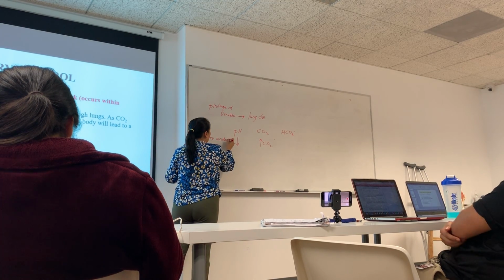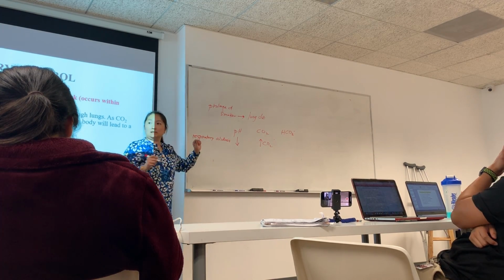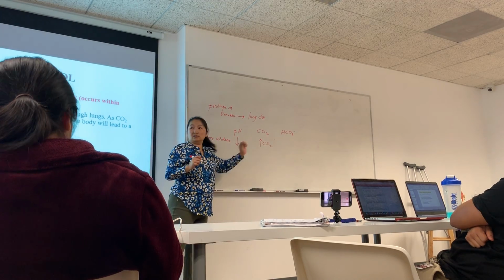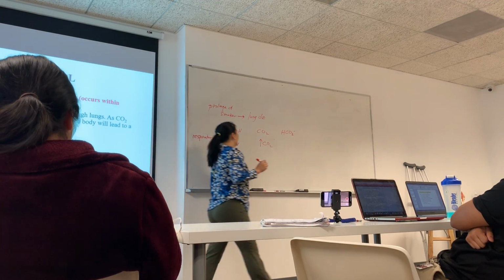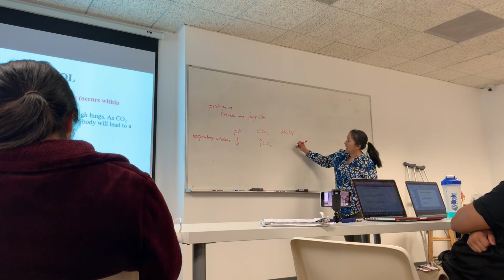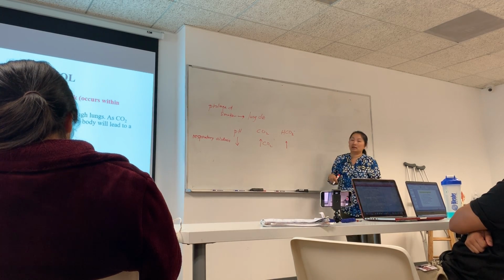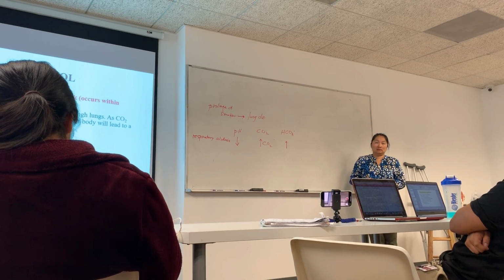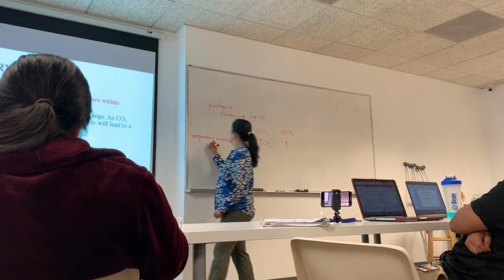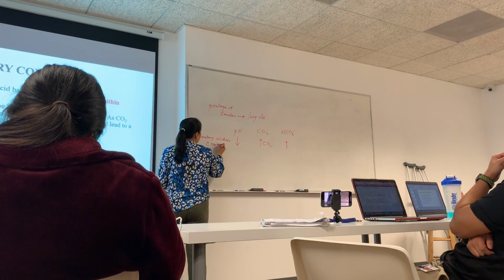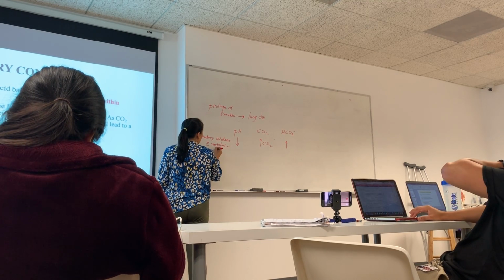And the renal system would kick in and try to compensate. What would it do? Keep the bicarb high, so increase the pH. So bicarb would be high. So it's respiratory acidosis with metabolic compensation.